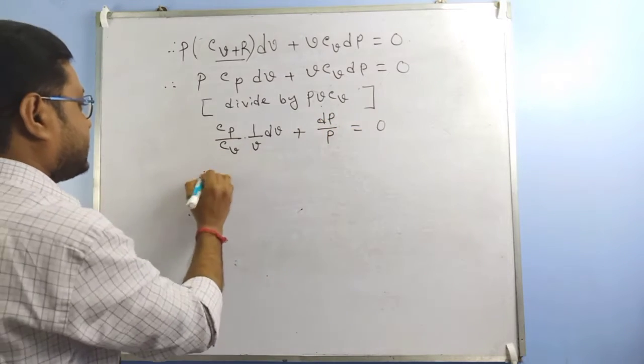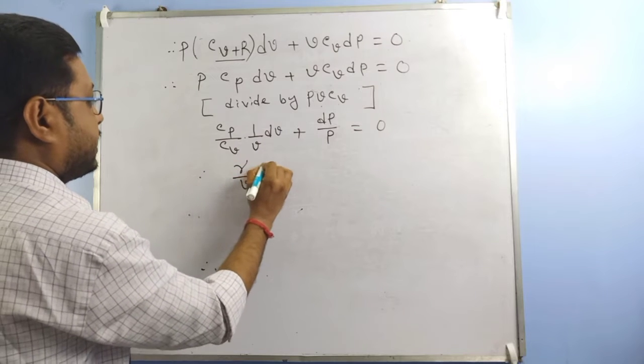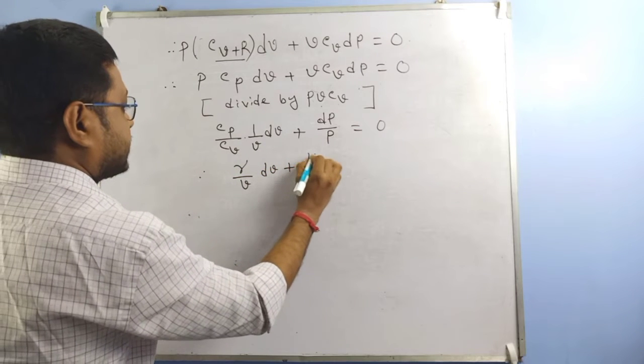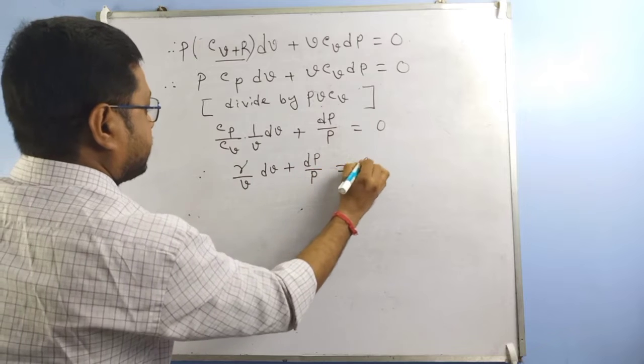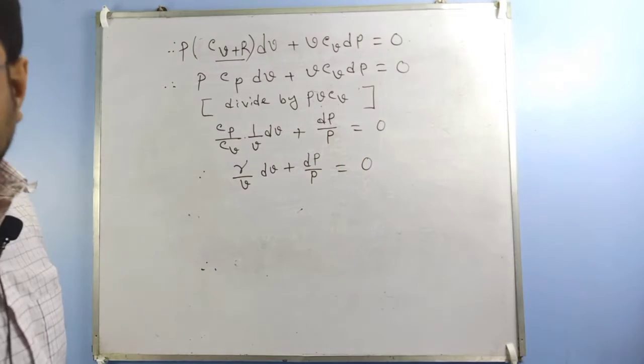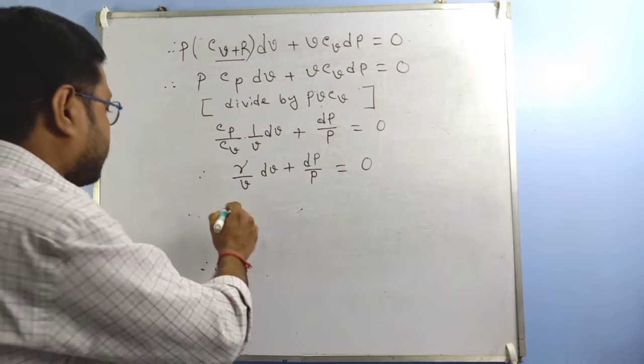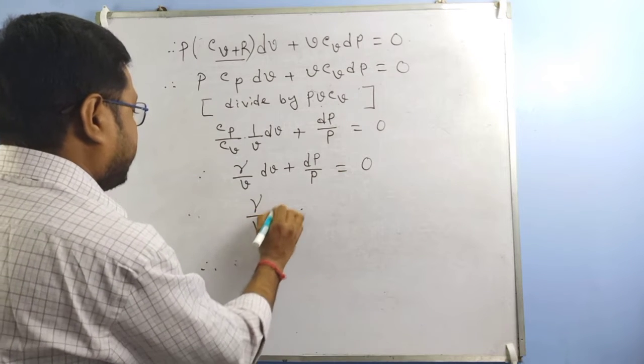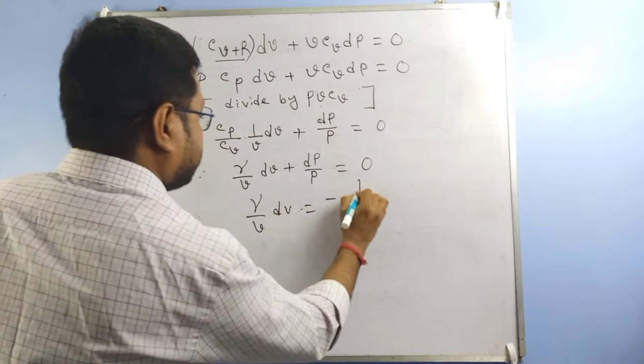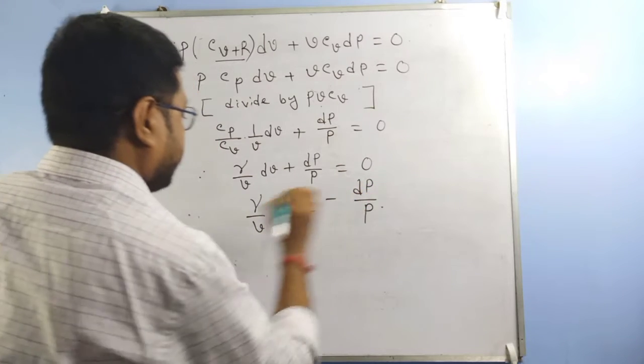Now Cp by Cv is gamma, that is gamma by V dV plus dP by P is equal to 0. So we can get gamma by V dV equal to minus dP by P.